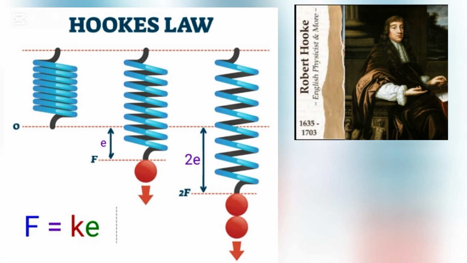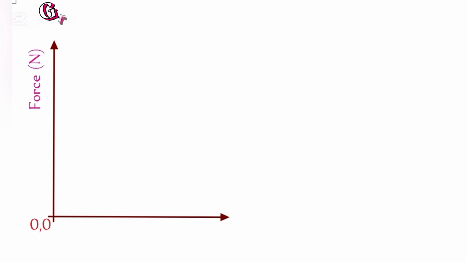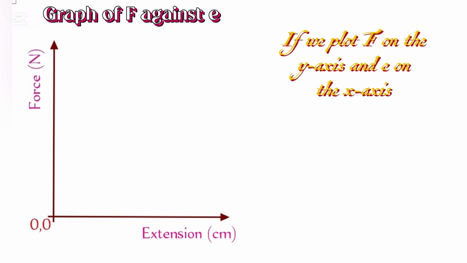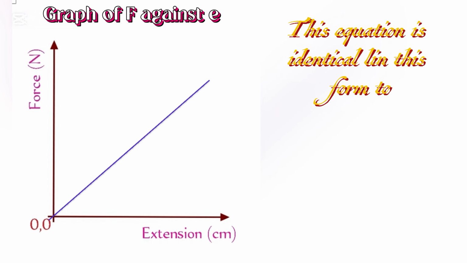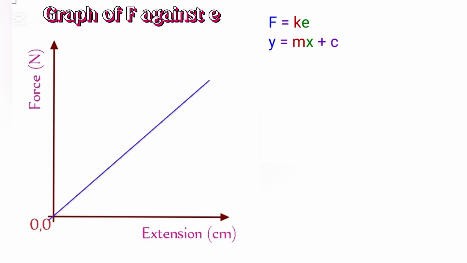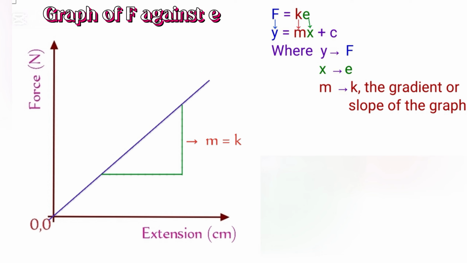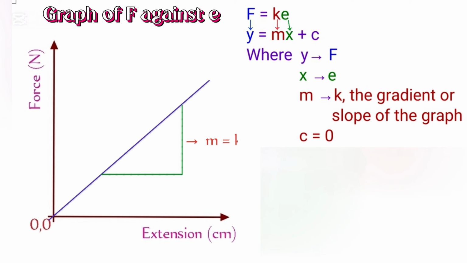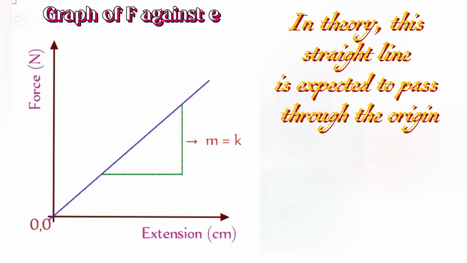F = ke from Hooke's law, where F is the force, e is the extension, and k is the force constant. If we plot F on the y-axis and e on the x-axis, we obtain a straight line graph. This equation is identical in form to y = mx + c. F = ke, where y = F, x = e, m = k, the gradient or slope of the graph, and c = 0. In theory, this straight line is expected to pass through the origin.